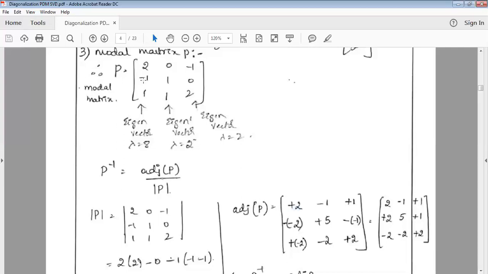Let's take this minus 1, right? So what is the position here? The position here for this minus 1 is the second row and the first column. So I will call this cofactor C21, right? So the first factor will be minus 1 raised to 2 plus 1, which is minus 1 raised to 3. Therefore, you will have a minus 1.